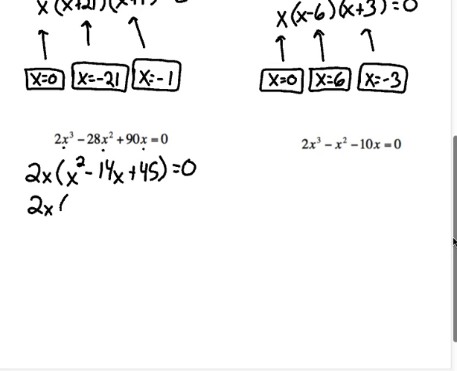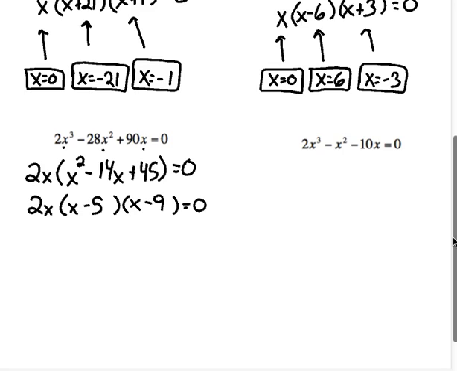Now that I have that, I can factor it like I always would. Remember this positive right here, and the negative with the 14, that's telling me I need 2 negative numbers. So 2 negative numbers that multiply to 45, add to negative 14. Well, we're going to be talking about 5 and 9.